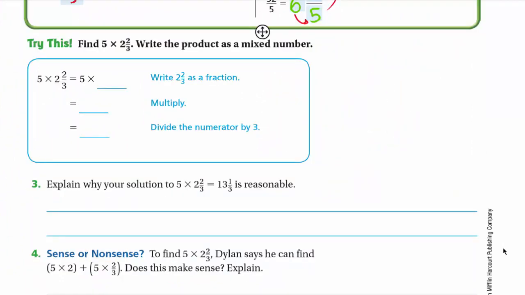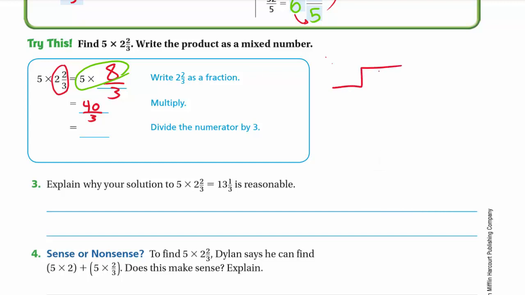Now let's try this. Find 5 multiply 2 and 2/3. Write the product as a mixed number. So we need to multiply, and after that we write the product as a mixed number. Before we multiply 5 by 2 and 2/3, we have to turn the 2 and 2/3 into a fraction. You multiply 2 by 3, 6, plus 2, 8/3. And now we multiply 5 by 8, which is 40/3. To turn this 40/3 into a mixed number, we have to use division.